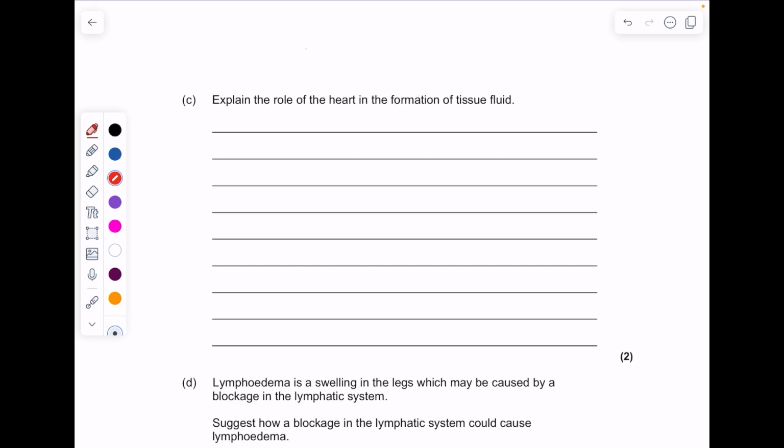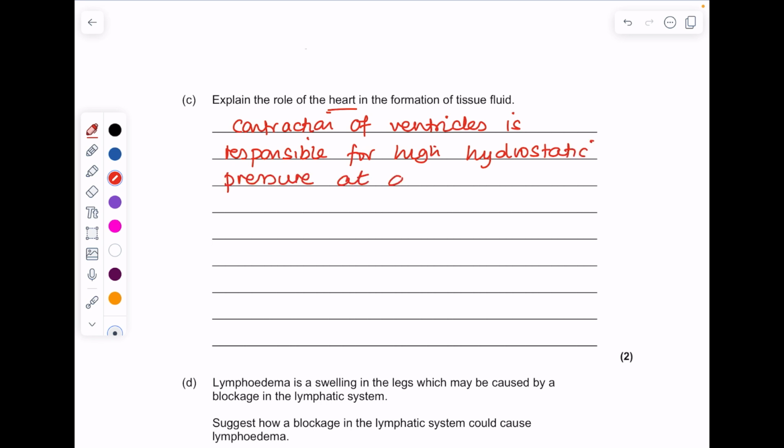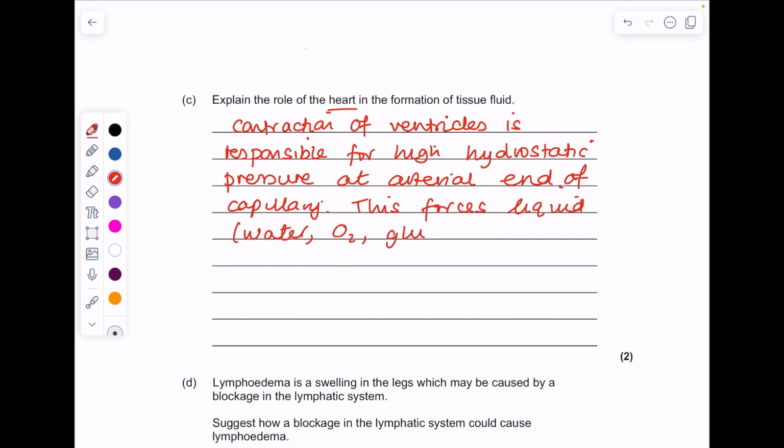Explain the role of the heart in the formation of tissue fluids. So the heart, as I said, is going to be responsible for the high hydrostatic pressure at the arterial end of the capillary. And then we're going to say that this forces water, oxygen, glucose out of the blood capillaries, forming tissue fluid, which bathes the cells.